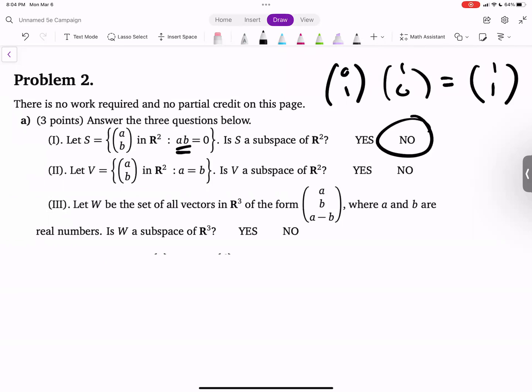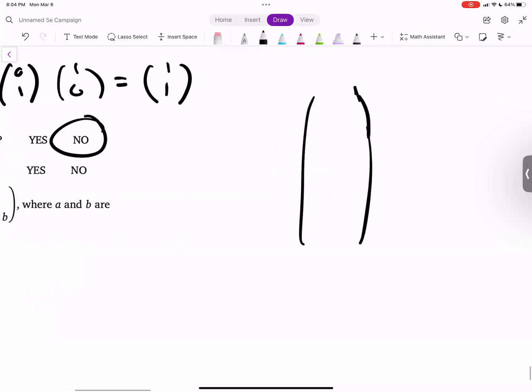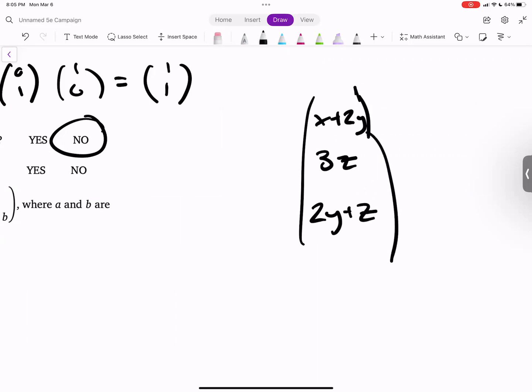The second one, is this a subspace? Yes or no? Why? A minus B equals 0. Yes, we can rewrite this as A minus B equals 0. And what do we call something that's in this form? A null space. A null space is a subspace. Likewise, another example is if they give you X, Y, and Z, and they ask, is something like X plus 2Y, 3Z, 2Y plus X a subspace? Yes or no? Why? Different answer.